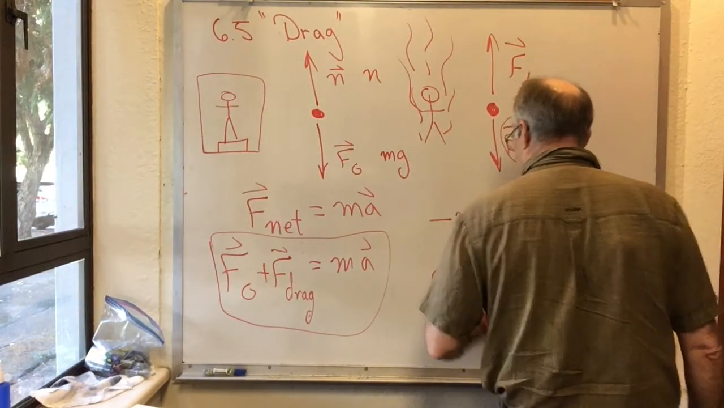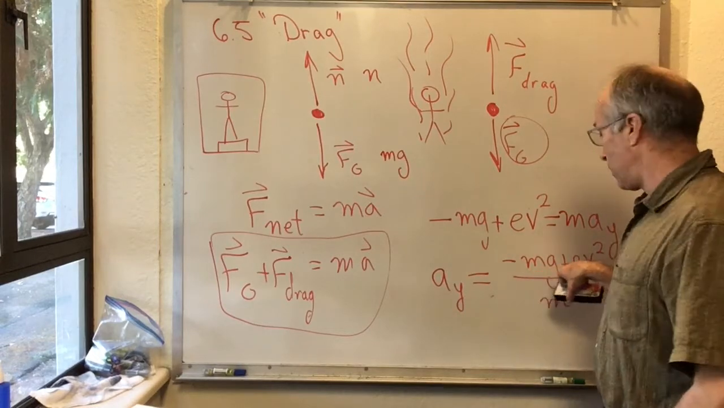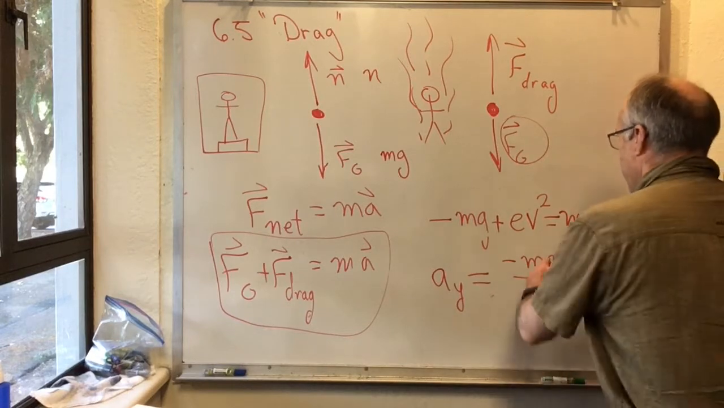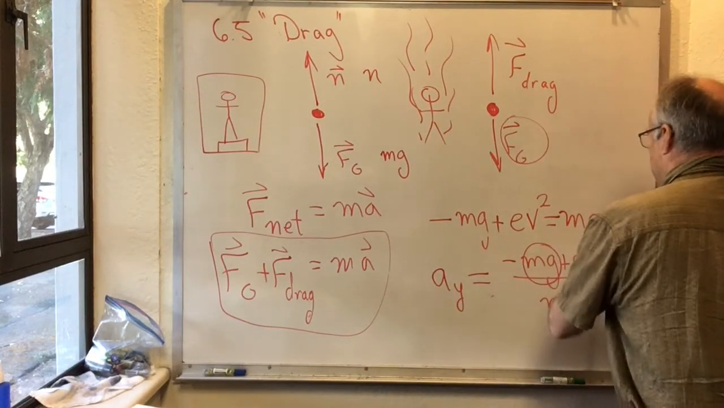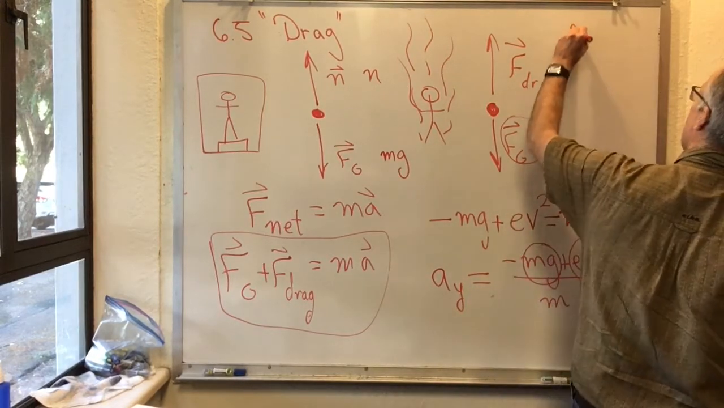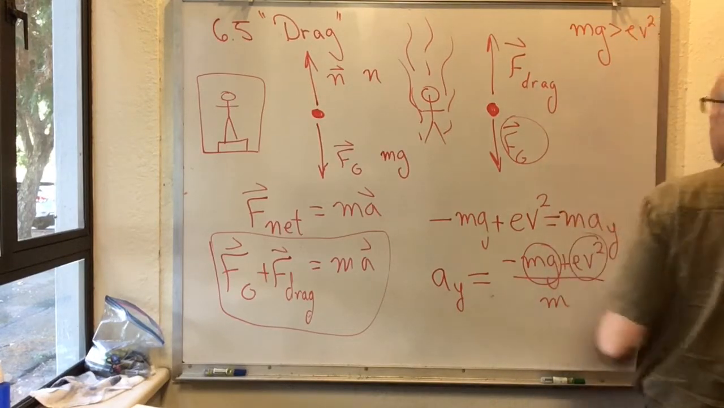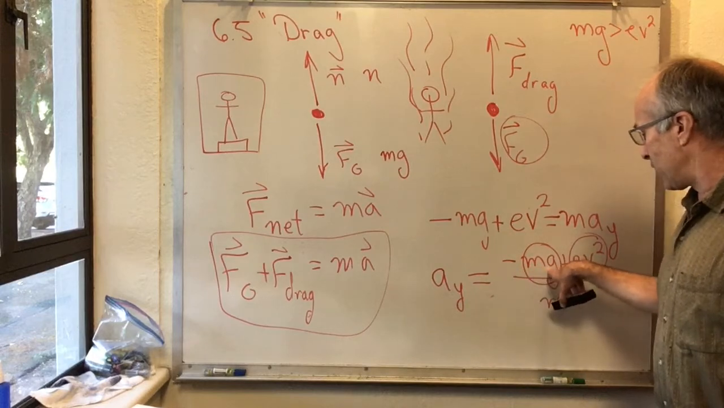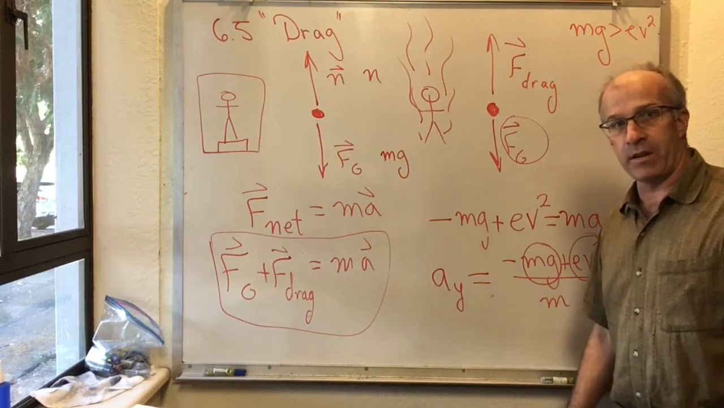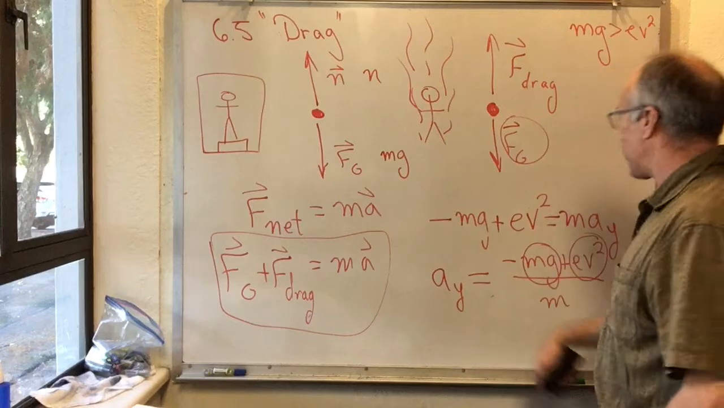The next thing I'm going to do with this equation is solve it for a sub y. Now we can have two situations here, or actually really three situations. The third one doesn't occur very often. One situation is that mg is greater than ev squared. In that case, if mg is a larger number than ev squared, then minus mg plus ev squared is a negative number, which means you have acceleration in the downward direction.